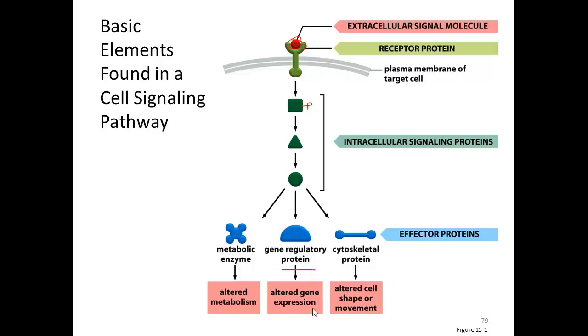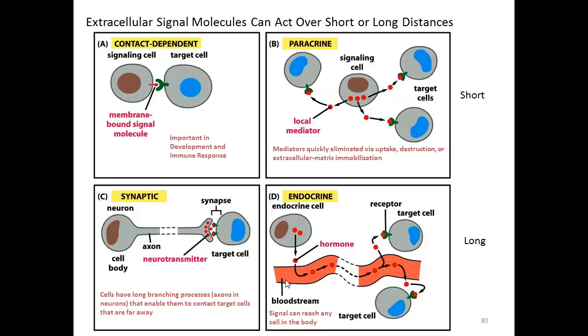Maybe it's a transcription factor, which will lead to altered gene expression. It can affect a metabolic enzyme, converting an active protein to an inactive one, or vice versa, leading to altered metabolism, or proteins themselves can lead to, for instance, altered shapes. There are different types of signaling.